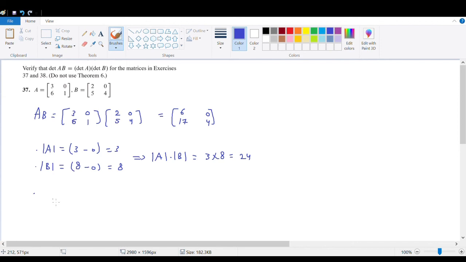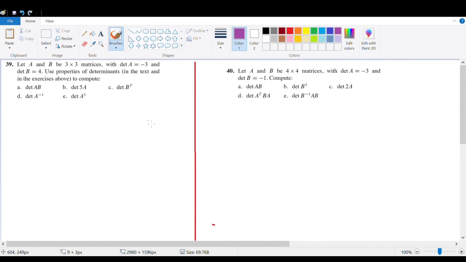Now the determinant of AB is the determinant of this matrix, which is 24 minus 17 multiplied by 0, which is equal to 24. So from here we see that determinant of AB is equal to determinant of A multiplied by determinant of B.